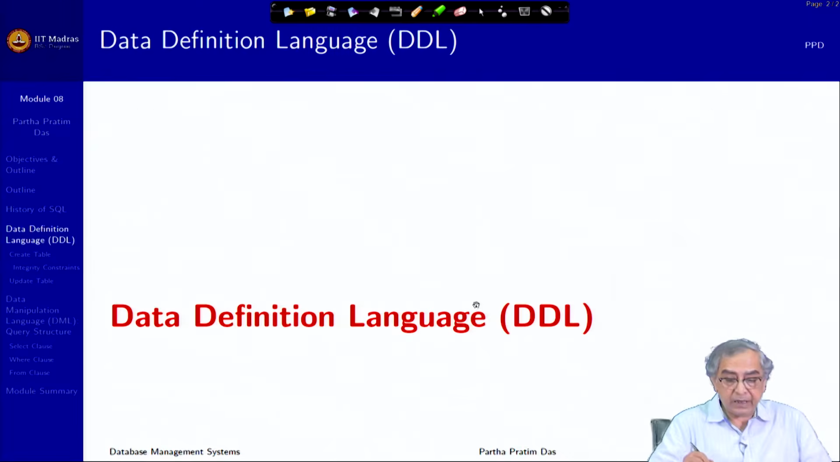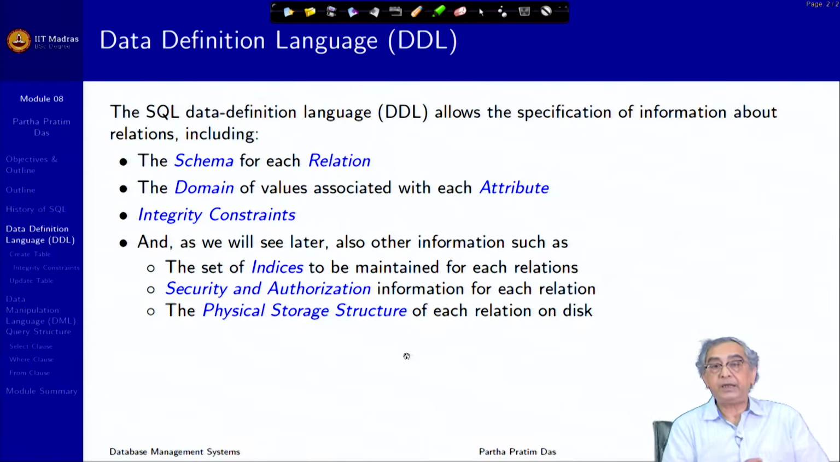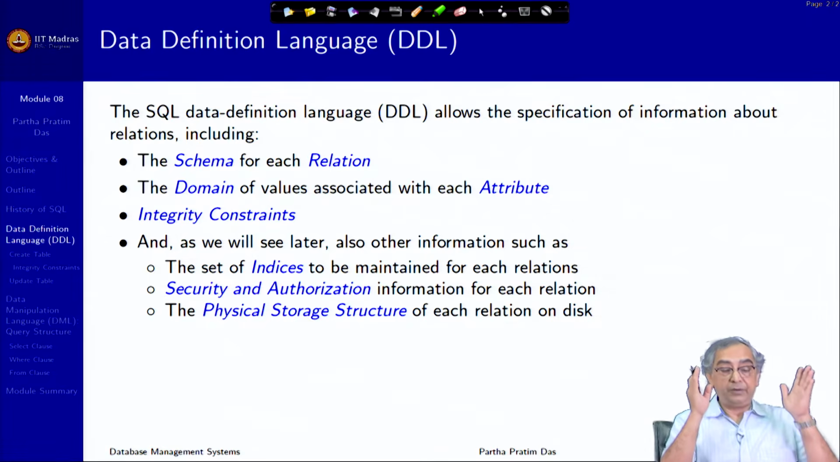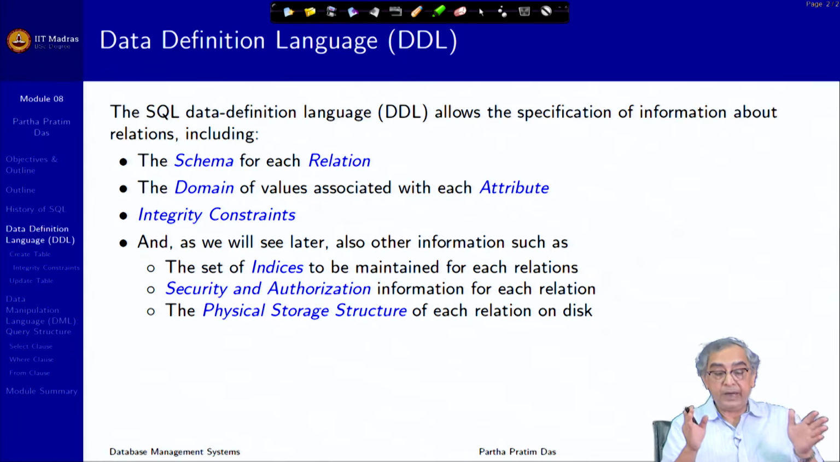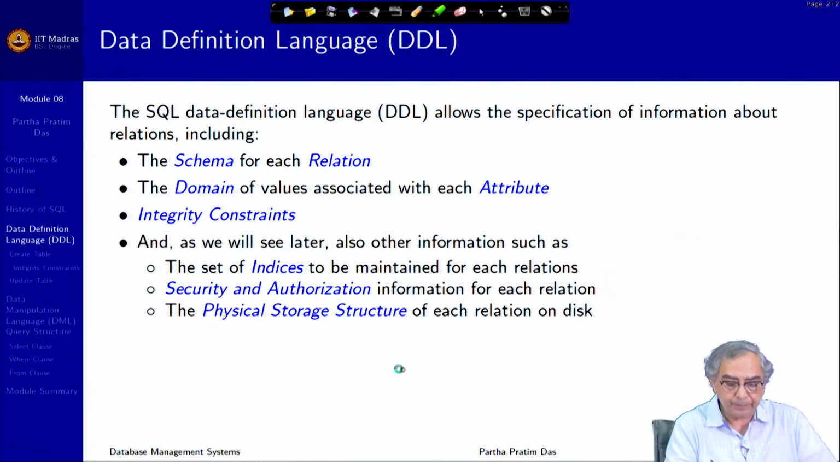Okay, having had a look at the history, let us go into the meat of the language. First, the data definition. Naturally, we need to define the schema, we need to define relations, domains of attributes, and the integrity constraints. And there are several other definitions that are possible, which we will talk about a little later, once we have understood the basic structure, the initial structure.